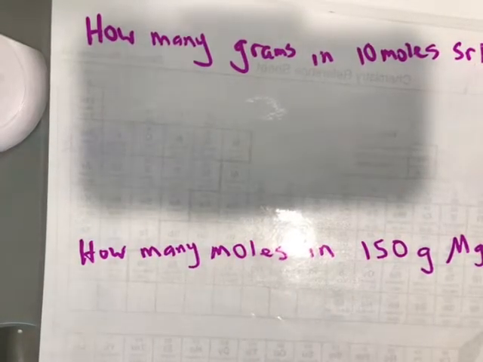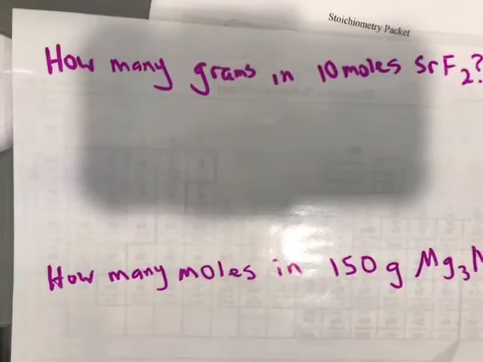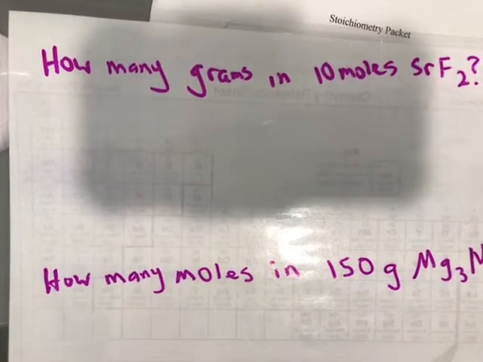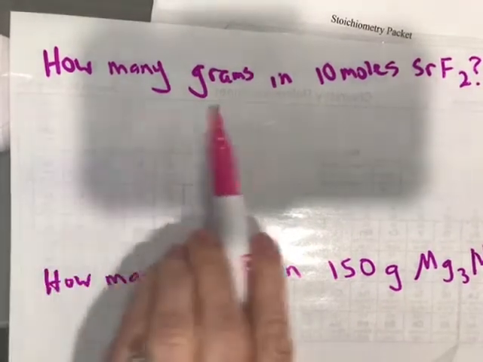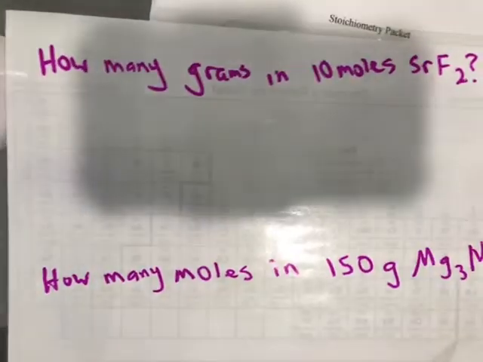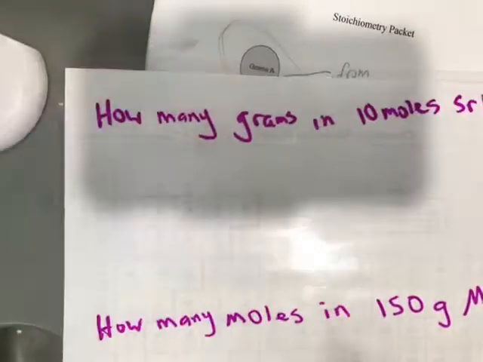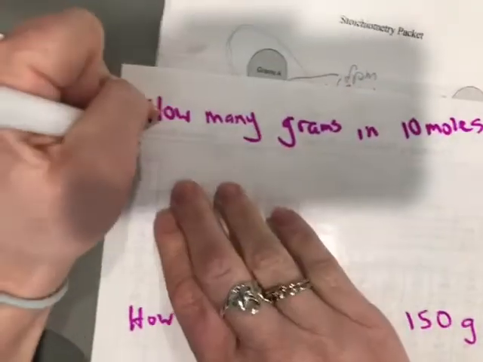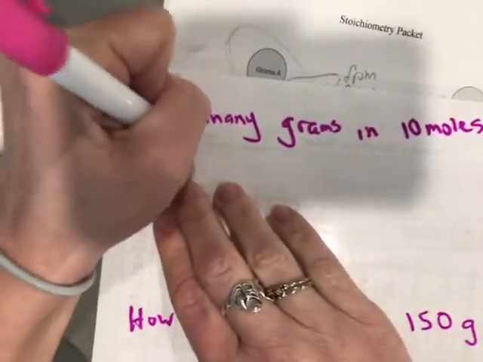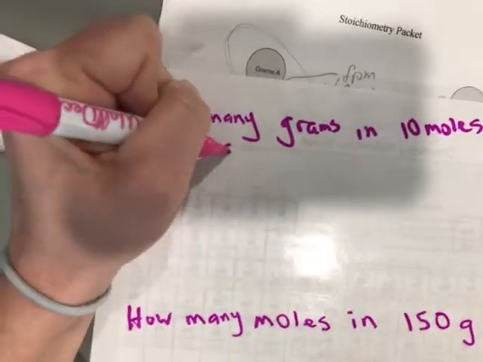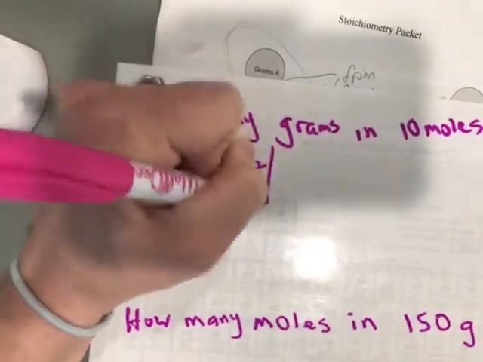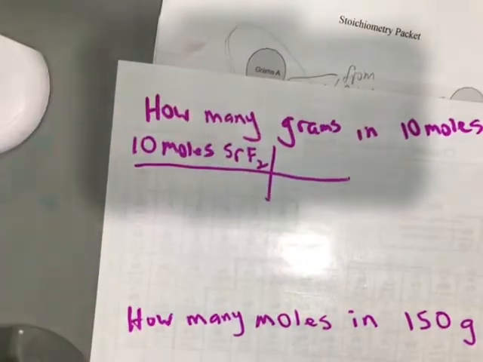You always want to put your given information in the first box. I really encourage you to do all these steps every single time. So how many grams in 10 moles of SrF2? Great. Well, my given is 10 moles of SrF2, so I'm going to write that into my given. So 10 moles of strontium fluoride. That's what goes in my first box.